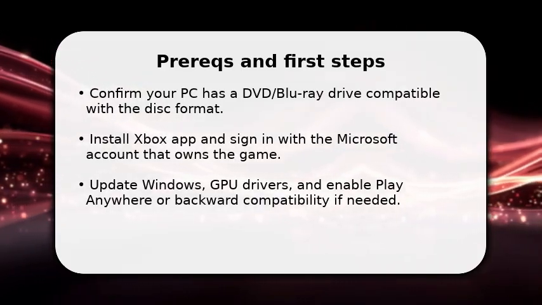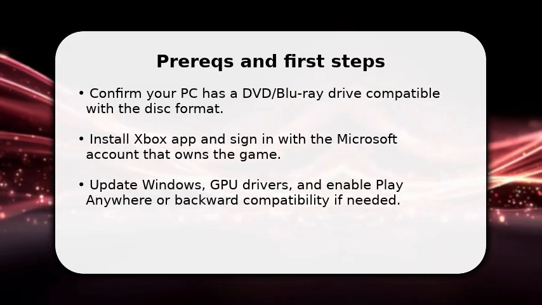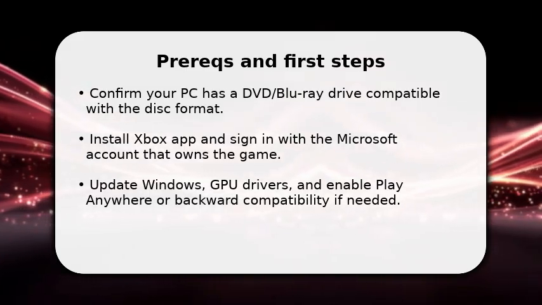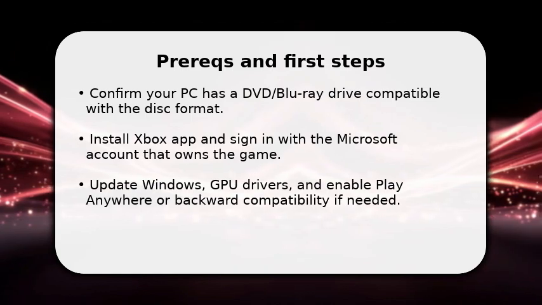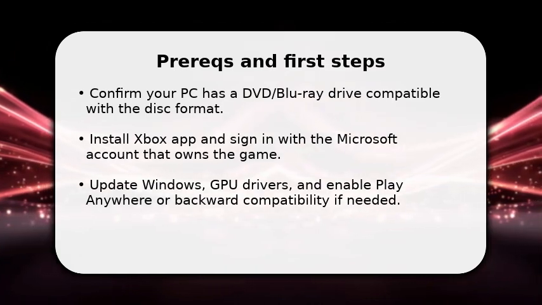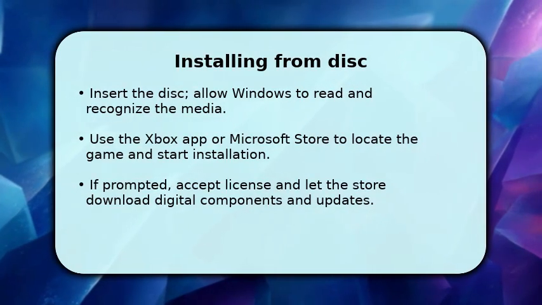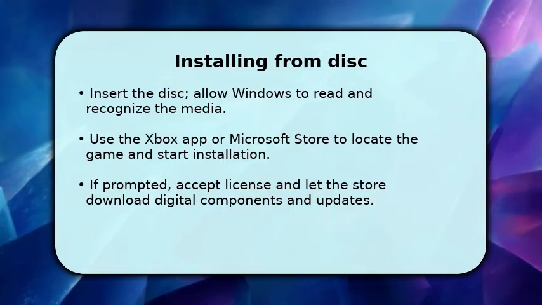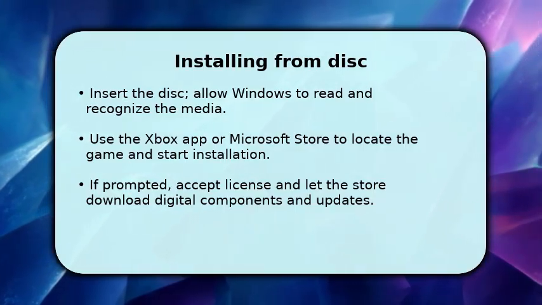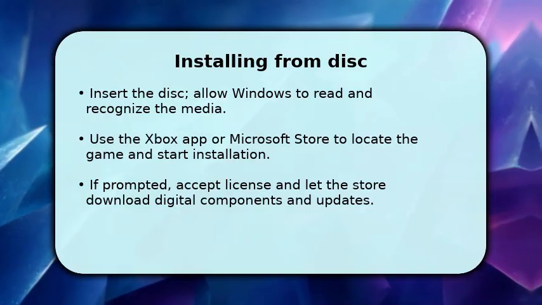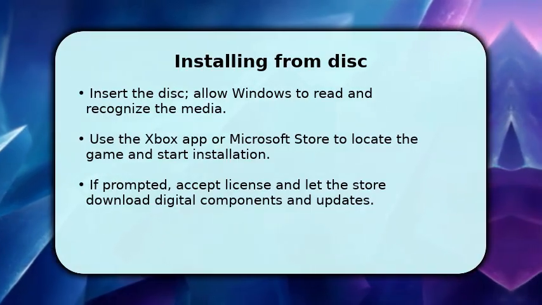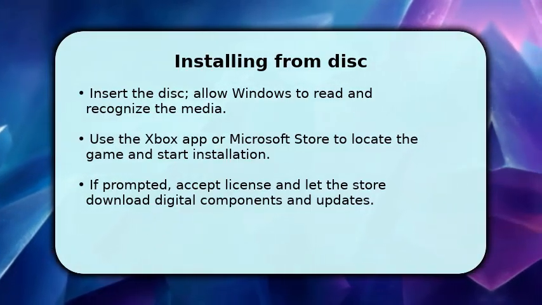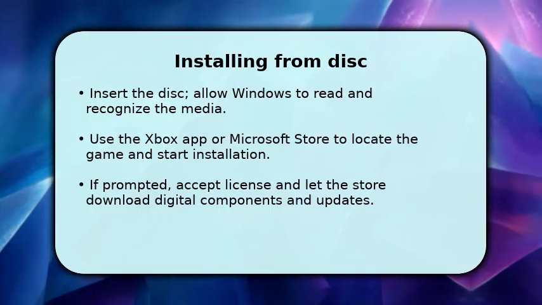Make sure Play Anywhere or Xbox Play compatibility features are enabled if the title supports them. Because the store uses those flags to authorize, you insert the Xbox disk and wait for Windows and the Xbox app to recognize it. This triggers the store to link the physical copy to your digital license. Next, open the Xbox app or Microsoft Store and select the game entry that appears.